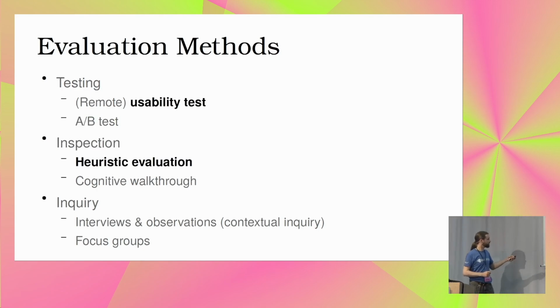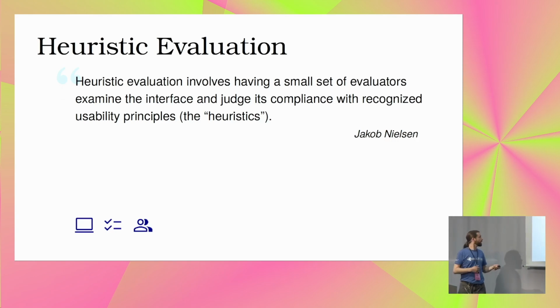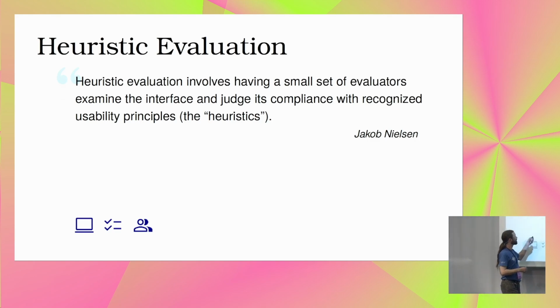And the usability test and the heuristic evaluation are the ones I would like to cover right now. What is a heuristic evaluation? I quoted Jakob Nielsen from the Nielsen Norman Group website, and they're quite famous in the area of UX and usability. They say heuristic evaluation involves having a small set of evaluators, experts, examine the interface and judge its compliance with recognized usability principles. And the recognized usability principles are so-called heuristics. You could also say rules of thumb, what to do and what not to do.